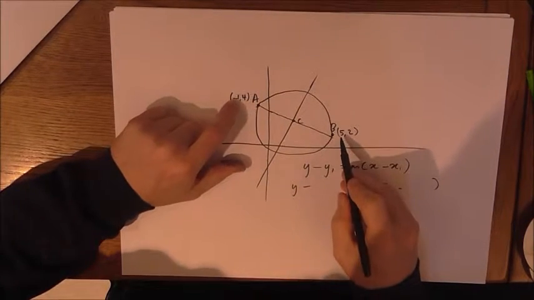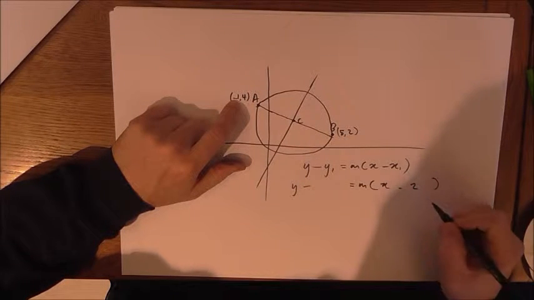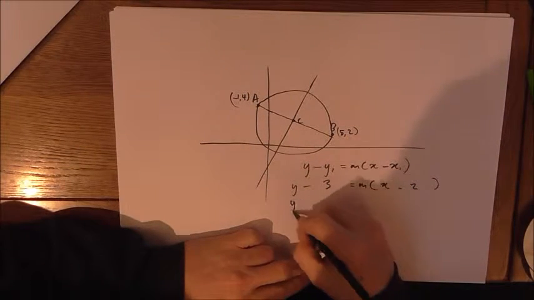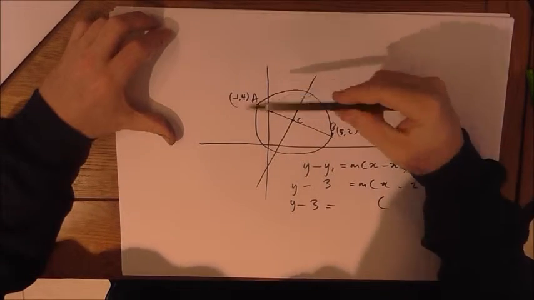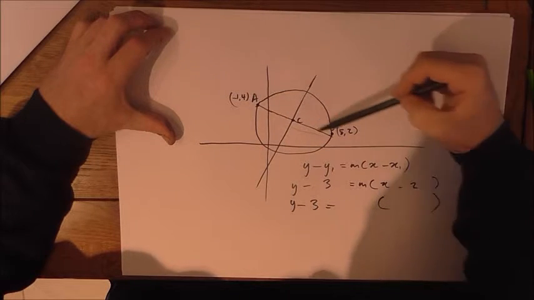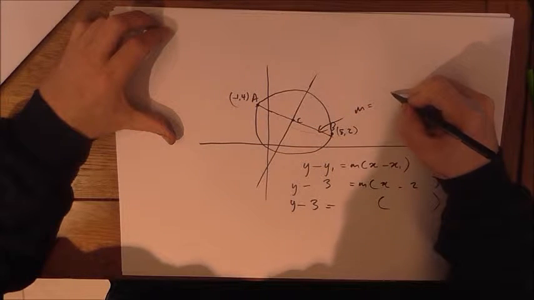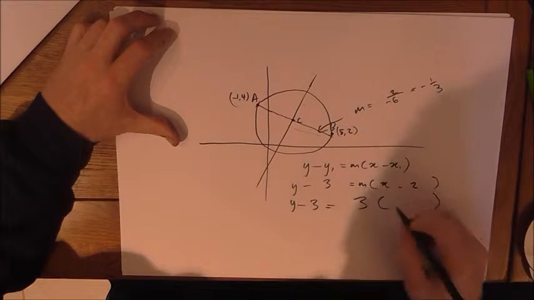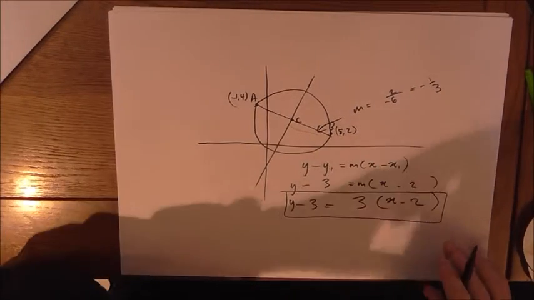So the midpoint is the mean of those. So that's 2. And the mean of those, which is 3. The gradient of this joint is that minus that, 2, over that minus that, which is -6. So the gradient of this is 2 over -6, which is -1/3. So our gradient is 3. And that's the equation of our line. Of course you can tidy that, but that of course is technically correct.